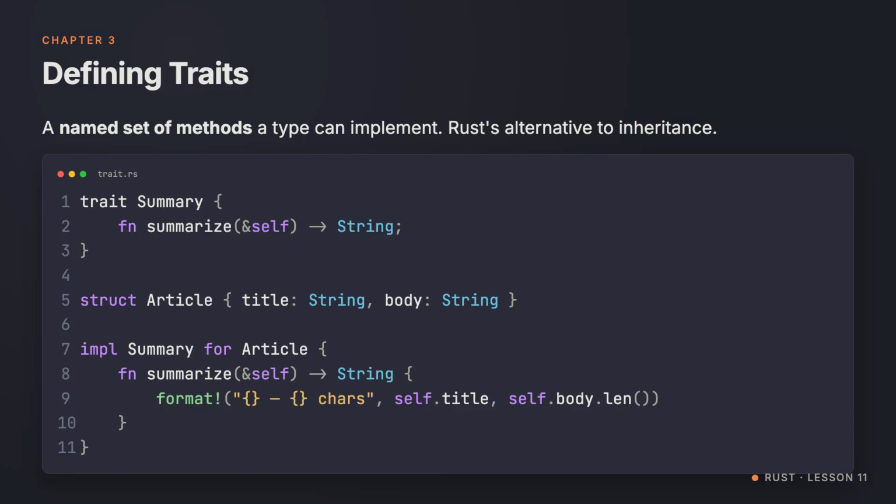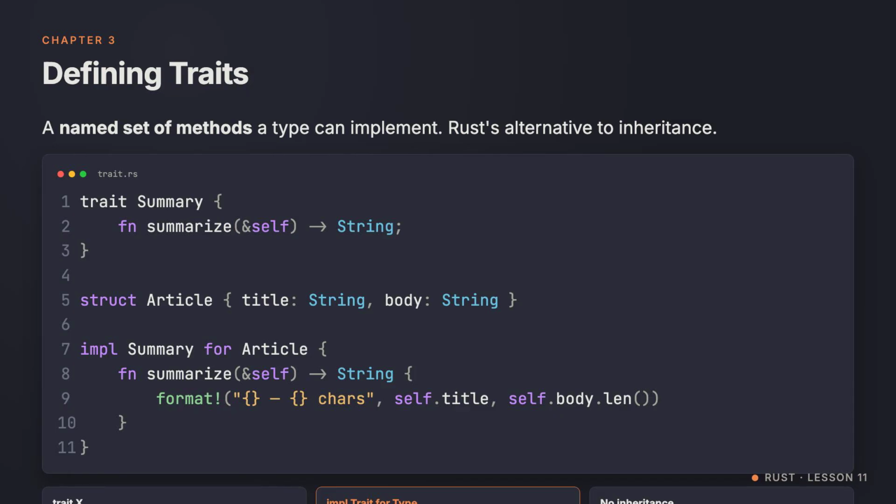A trait is, roughly, what an interface is in Java, or a protocol in Swift. But because of how Rust compiles them, traits cost nothing at runtime when used through generics. The example defines a Summary trait with a single method, summarize, returning a String. Any type can provide its own summarize method by writing impl Summary for that type. We define Article with a title and body and implement Summary for Article by building a formatted string from its fields.